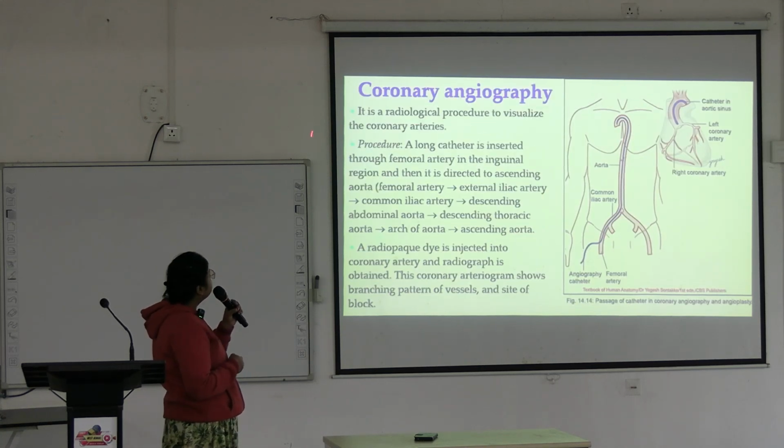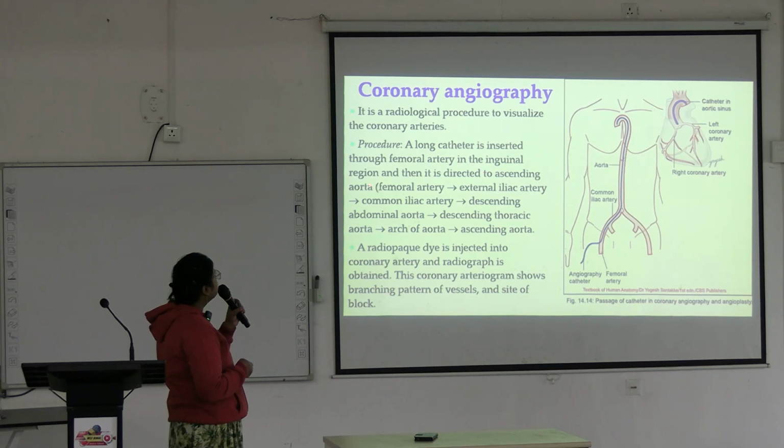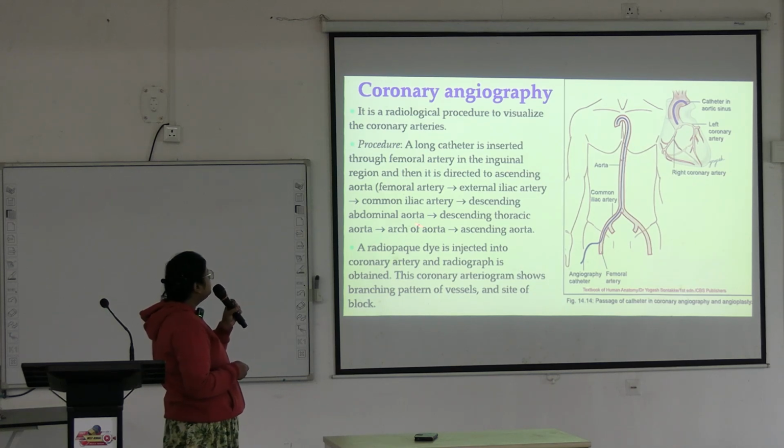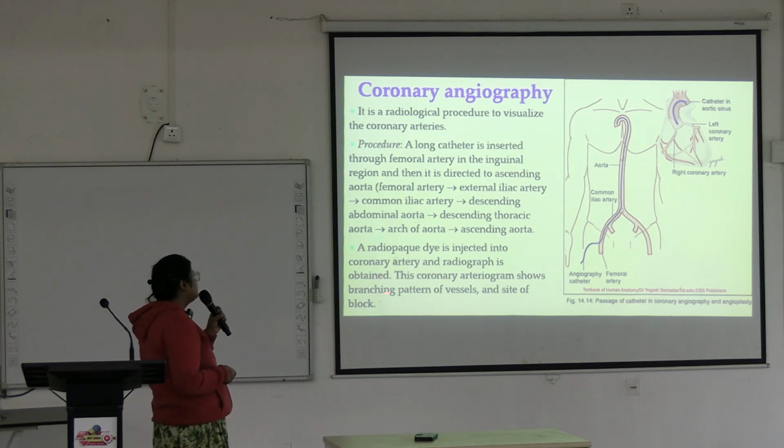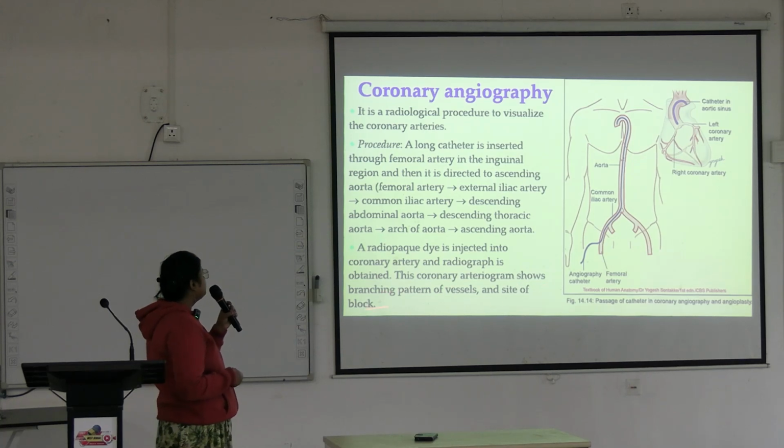So coronary angiography is a radiological procedure to visualize the coronary arteries. A long catheter is inserted through the femoral artery in the inguinal region, and then it is directed to the ascending aorta. Femoral artery, external iliac artery, common iliac, descending abdominal aorta, descending thoracic aorta, arch of aorta, ascending aorta. A radio-opaque dye is injected into the coronary artery and a radiograph is obtained, and this coronary angiogram shows the branching pattern of vessels and site of block.